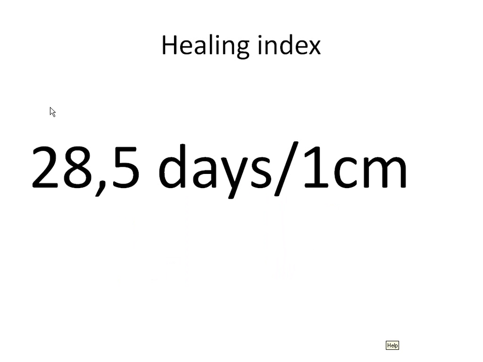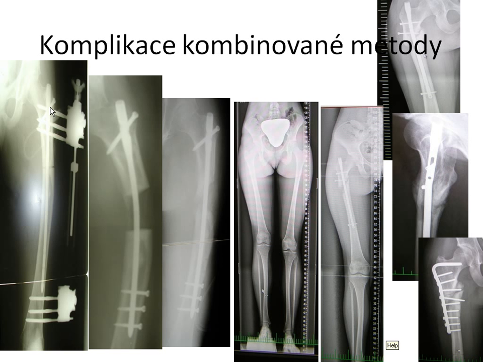Healing index is very hard to say because you have the rod, so we control the quality of the bone on the X-ray. When we have two cortical bones, solid cortical bone, we suppose that it is healed. It was 28 days per 1 centimeter.